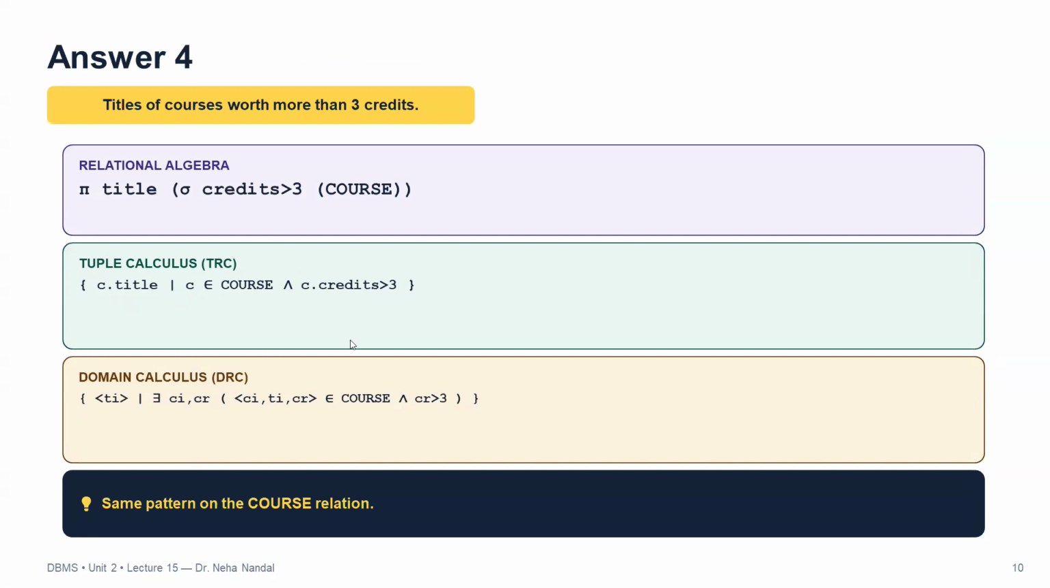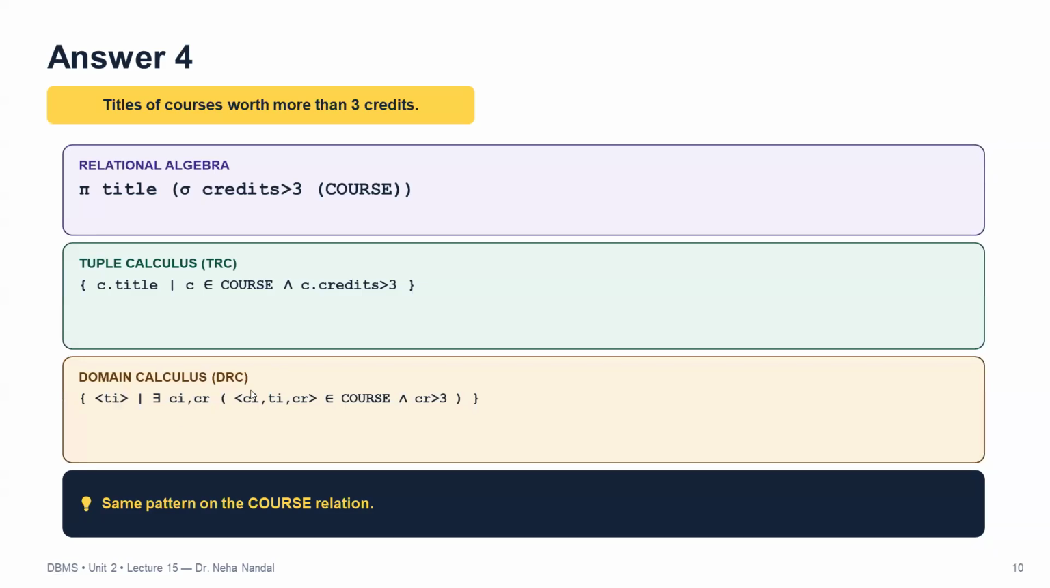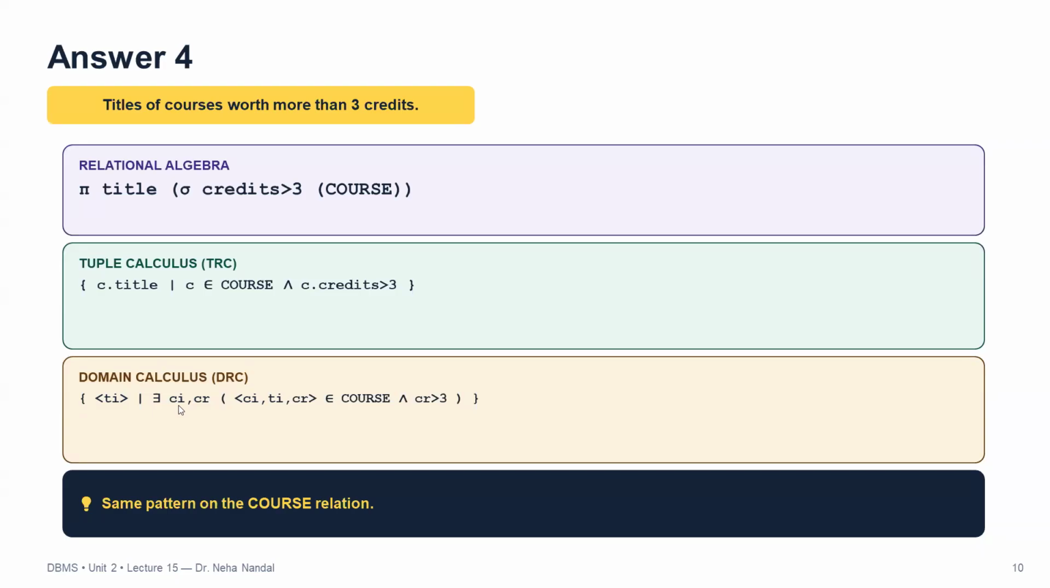In the same way, you have to see there are three columns, out of which we want to display one. So in DRC, we have given the name to title as TI, and first name as CI and CR for CID and credits. So you have to bound the pending columns with their exist. And then you will give all the column names together belongs to course and the condition CR is greater than 3. So that is your answer.